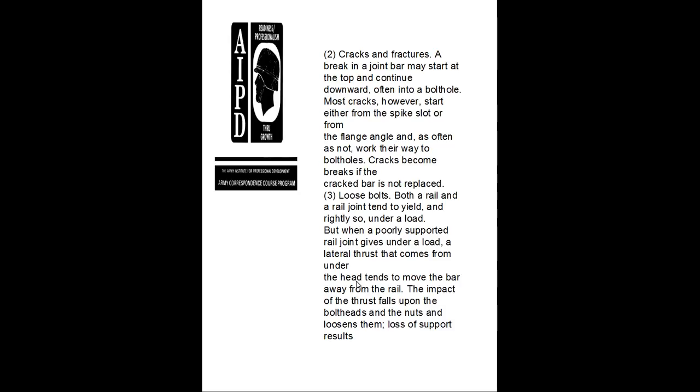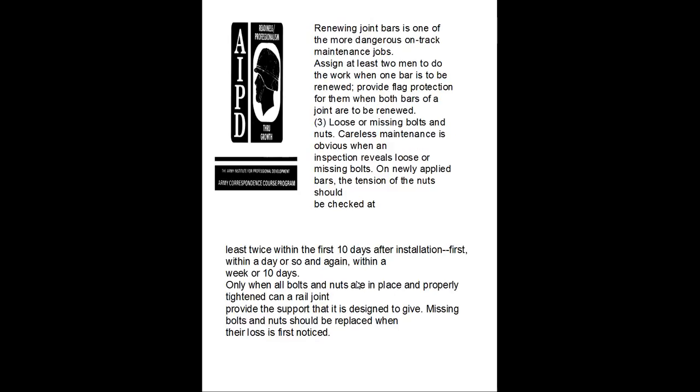Loosened bolts. A rail joint tends to yield under load between the poorly supported rail ends. The rail joint gives under the load, and lateral thrust comes from under the head. The head tends to move the bar away from the rail. The impact of the thrust falls upon the bolt heads and nuts and loosens them, and loss of support results.